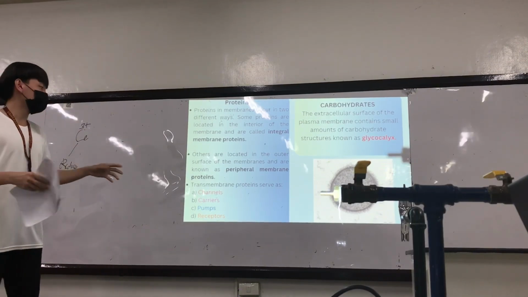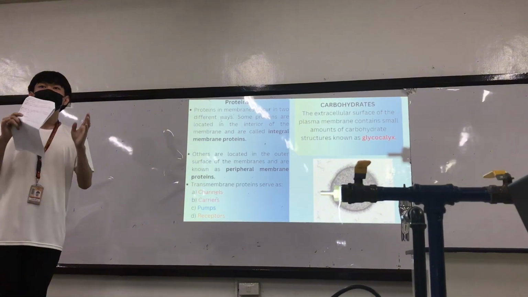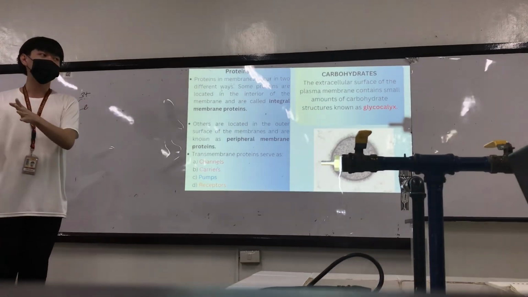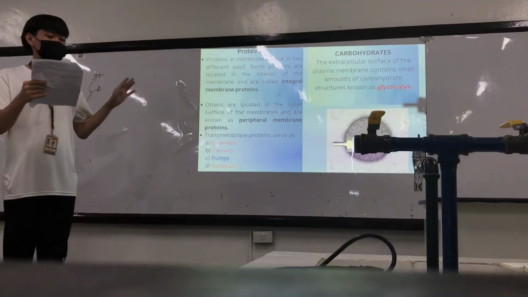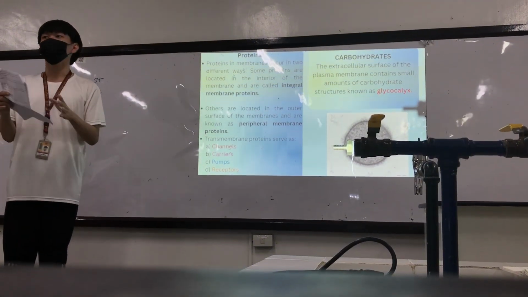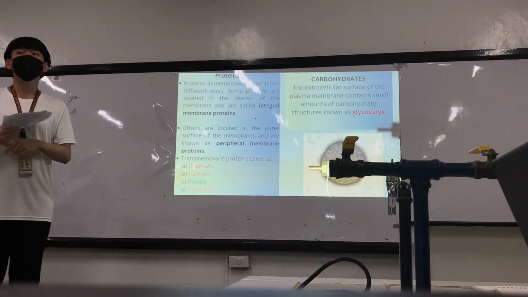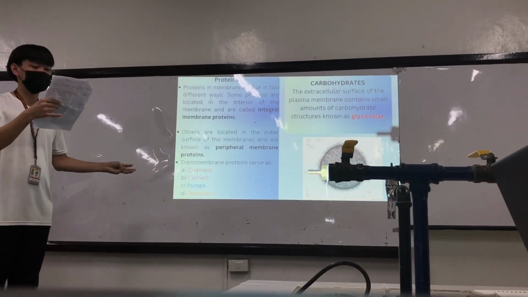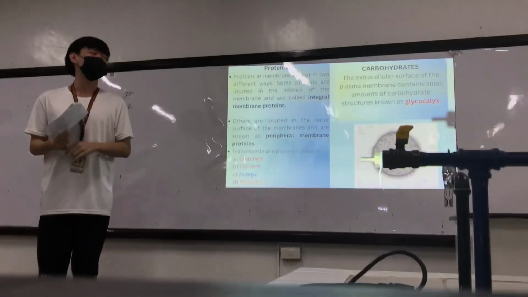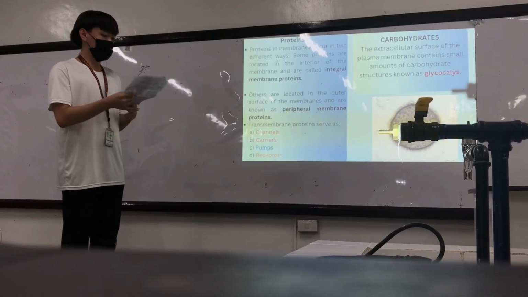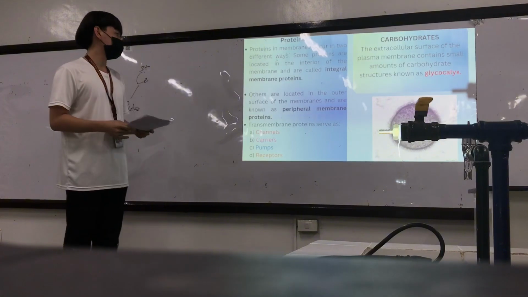Transmembrane proteins can act as a channel, carrier, pump and receptor. A channel allows substances to pass through the membrane. A carrier helps transport materials across the membrane. Pumps can move substances against their concentration gradient. Receptors can receive a signal from outside the cell.